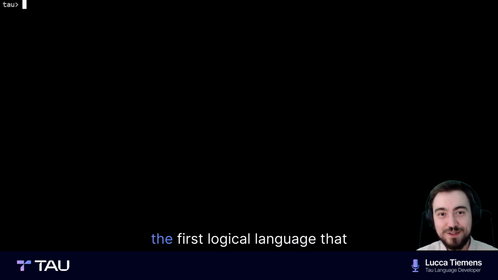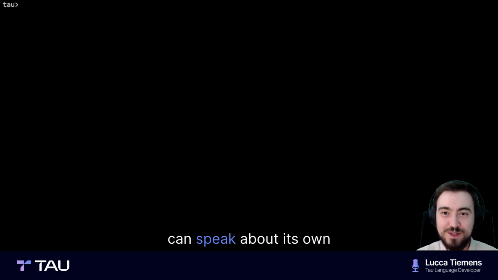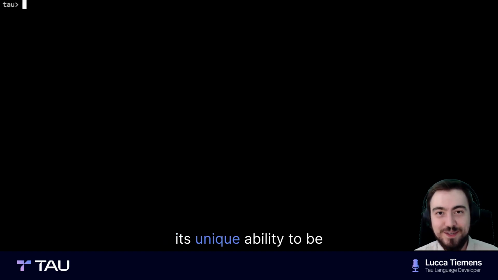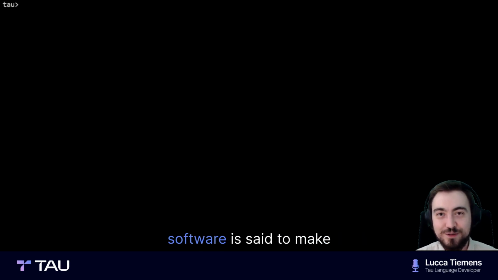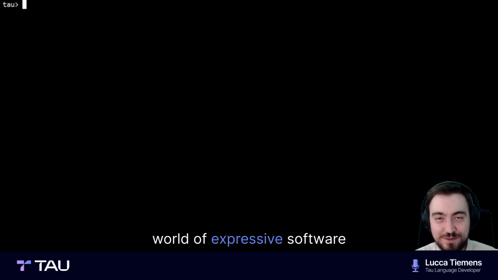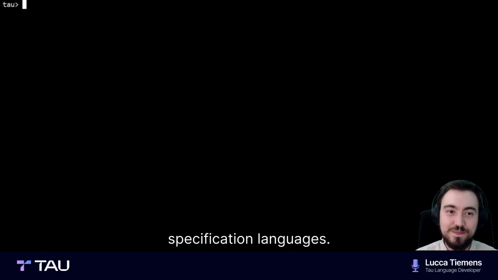The Tau language, the first logical language that can speak about its own sentences utilizing the theory of Boolean algebra, is designed as a software specification language. Its unique ability to be executed to yield correct by construction software is said to make a profound impact in the world of expressive software specification languages. In this progress update, we present various Tau language and REPL features which are already implemented.